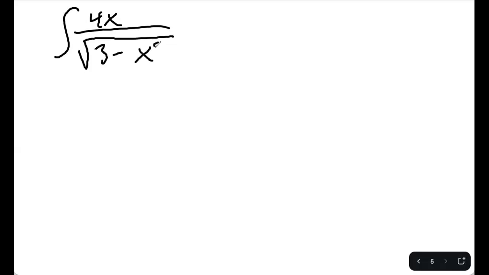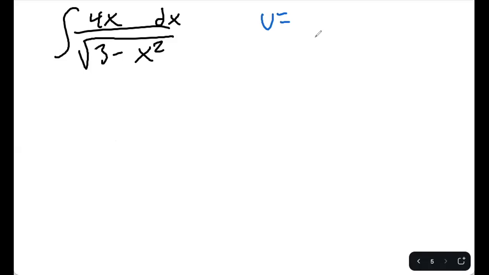Let me ask you something different. What if it was the integral of, I'm trying to come up with integrals off the top of my head, 4x over the square root of 3 minus x squared? Whoa, there's a lot going on here. Obviously this is not one of the 18 formulas we know, so we should probably try a u substitution.